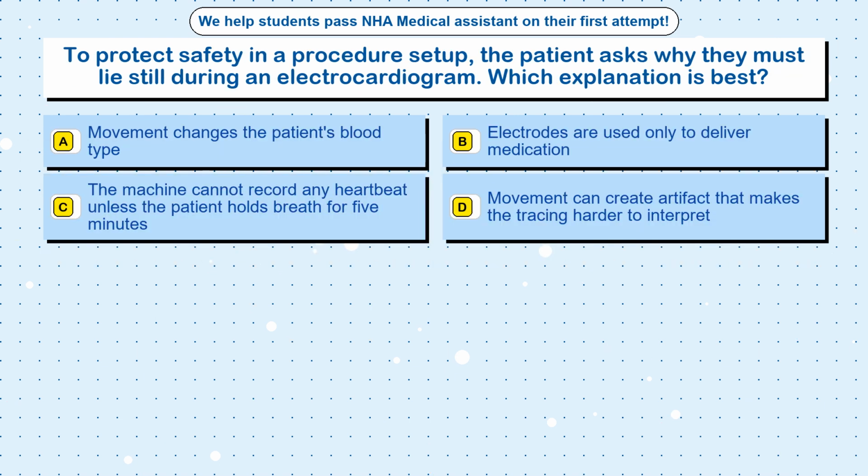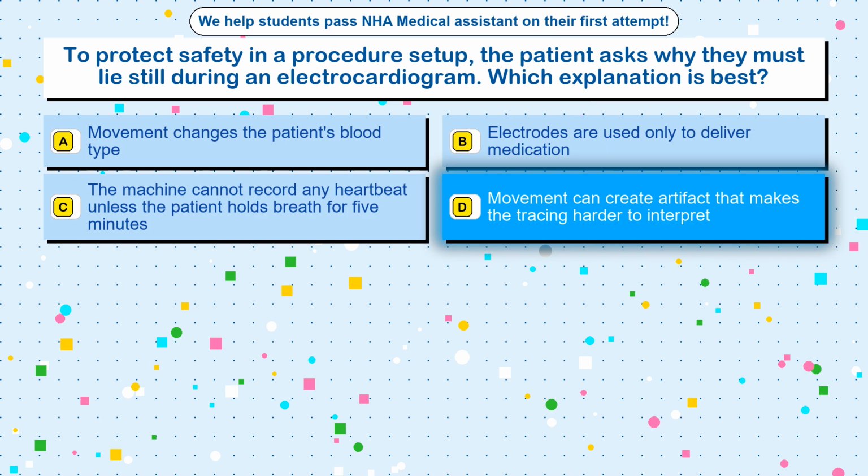Question 17. To protect safety in a procedure setup, the patient asks why they must lie still during an electrocardiogram. Which explanation is best? Option A, movement changes the patient's blood type. Option B, the electrodes are used only to deliver medication. Option C, the machine cannot record any heartbeat unless the patient holds breath for 5 minutes. Option D, movement can create artifact that makes the tracing harder to interpret. The correct answer is option D.